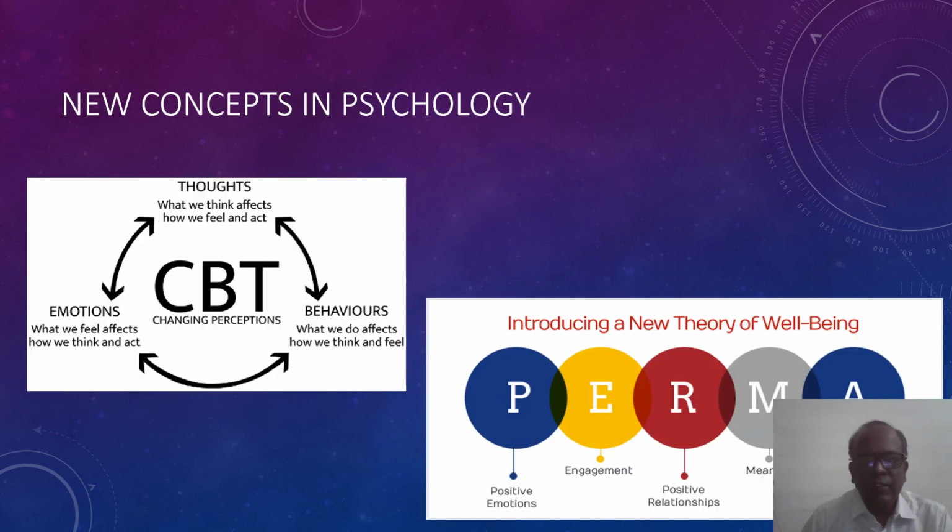Some new concepts in psychology include CBT, which integrates thoughts, emotions, and behaviors, and introducing a new theory of well-being called PERMA. P standing for positive emotions, E for engagement, R for relationship, M for meaning, and A for accomplishment.